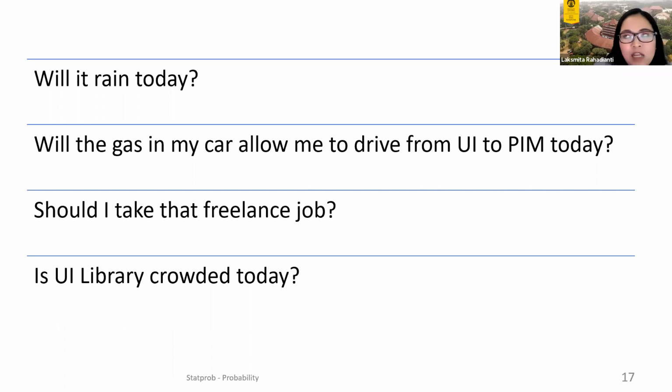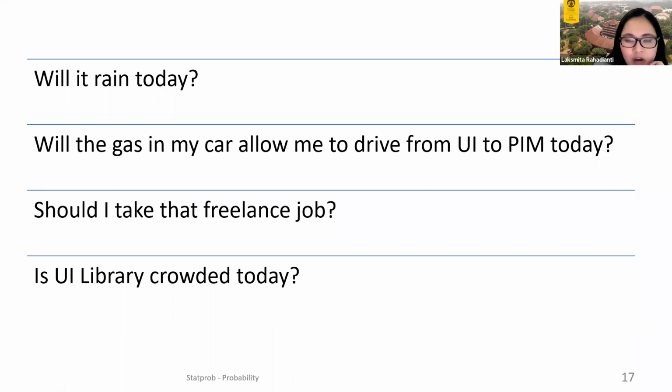For example, if it's raining or not today, I'll have to consider various things in order for me to get a good idea in my head. Oh, there is a 0.x probability, or X% probability, that it will rain. Oh, the gas in my car, there is a 90% probability that I would be able to make it to PIM from UI today, and so on and so forth.